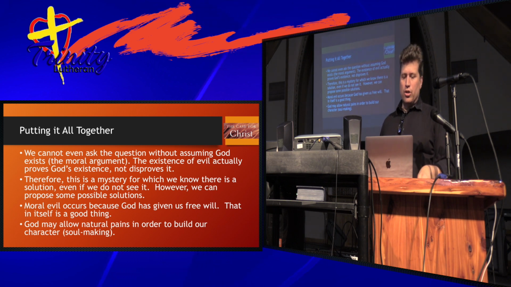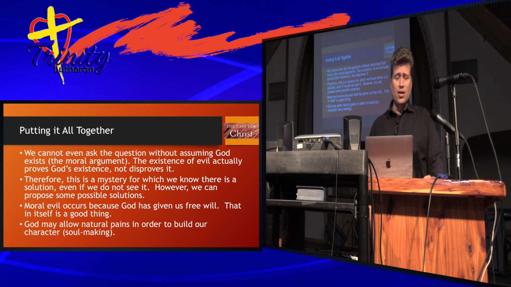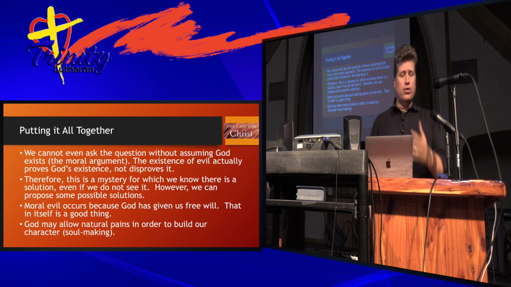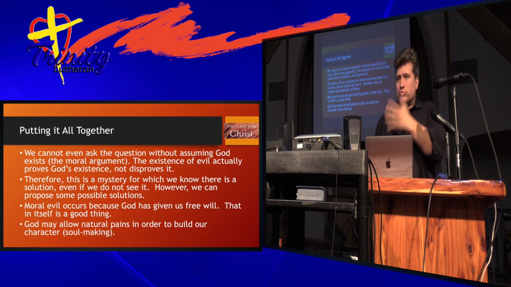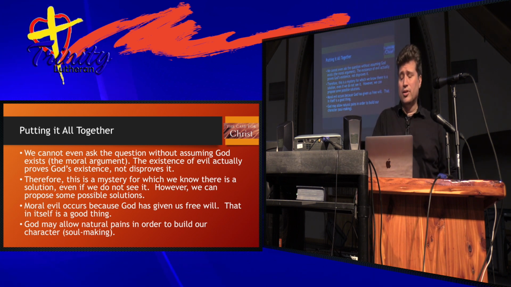Moral evil occurs or could occur because God's given us free will. But free will in itself is a good thing that we don't want to give up. All right? And lastly, God may allow natural pains, your tornadoes, your hurricanes, things like that, in order to build our character or for other greater goods. Keep in mind, he's infinite, we're finite. God can see things that we can't. All right?